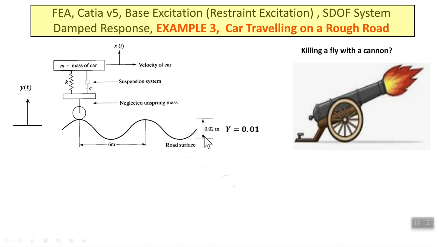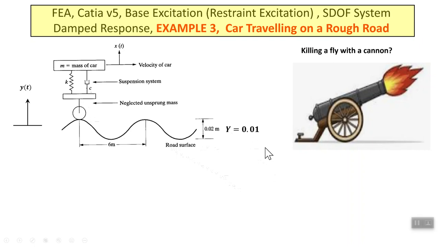The amplitude of this road profile is half of this peak maximum to minimum value. So if this maximum to minimum value is 0.02 meter, or let's say 2 centimeter, then the amplitude of the oscillation of the base is actually half of that, 0.01.